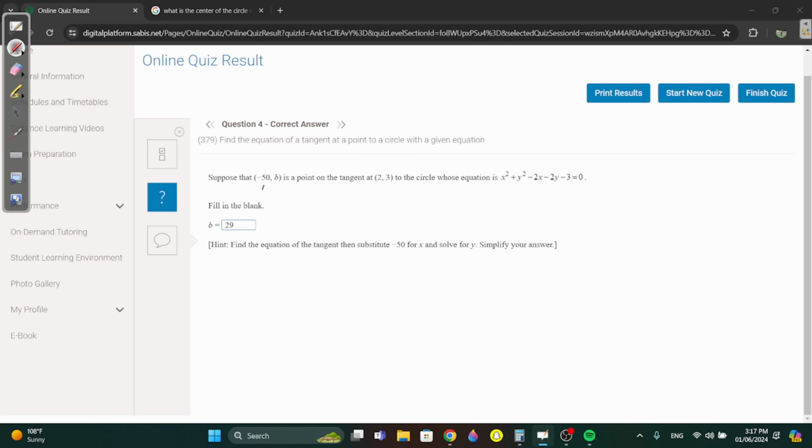Suppose that minus 50 comma b is a point on the tangent at 2 comma 3 to a circle whose equation is x squared plus y squared minus 2x minus 2y minus 3 equals 0. Find b. Okay, this is a lot. I know it's a lot.